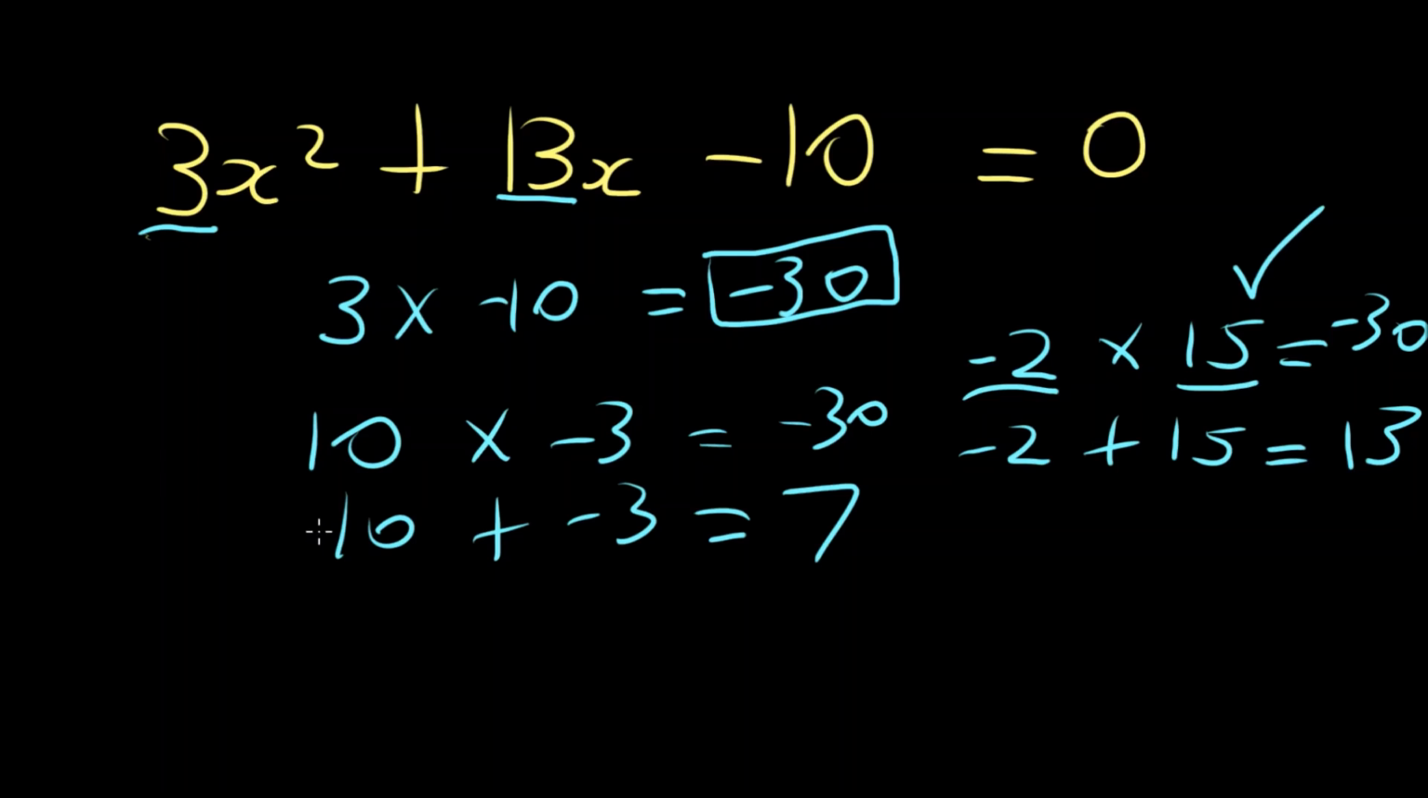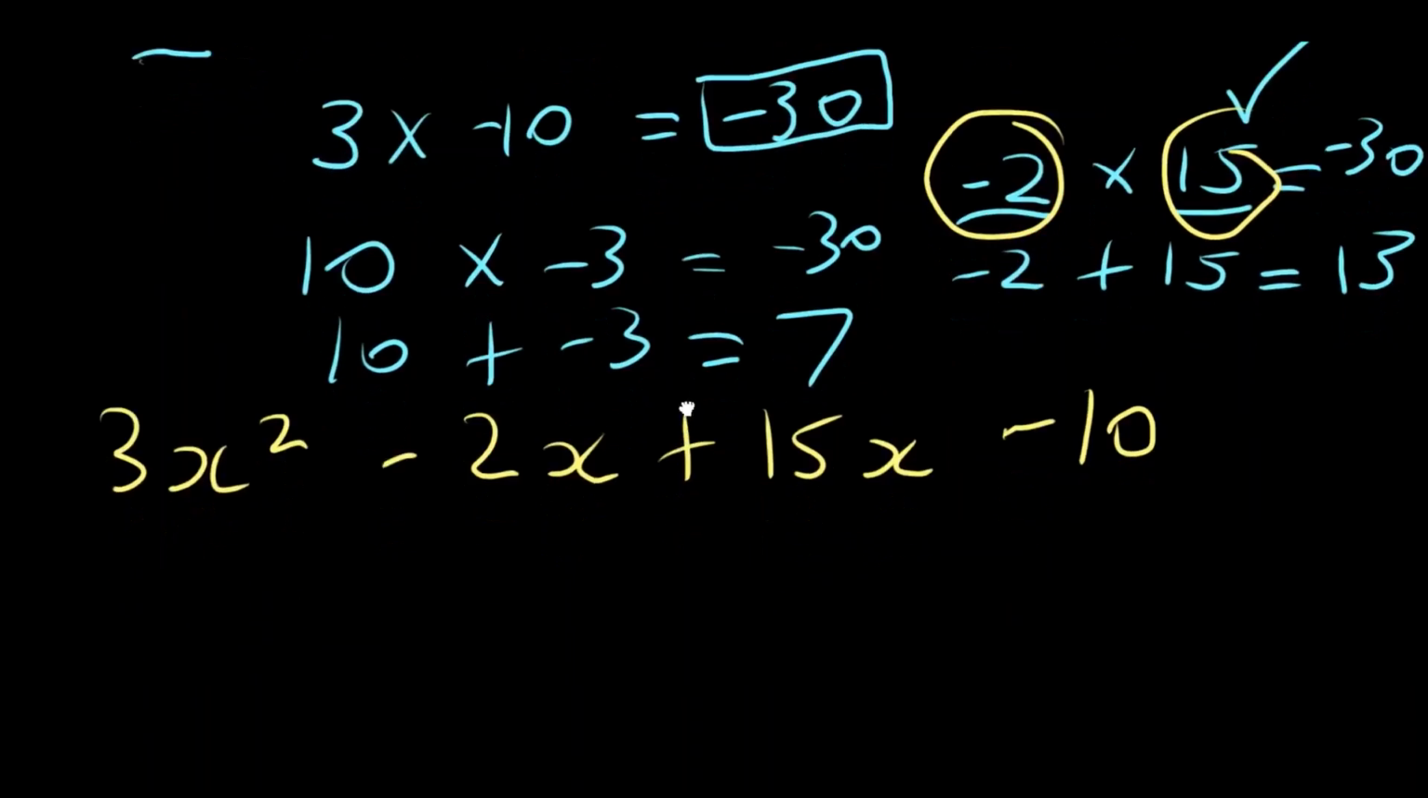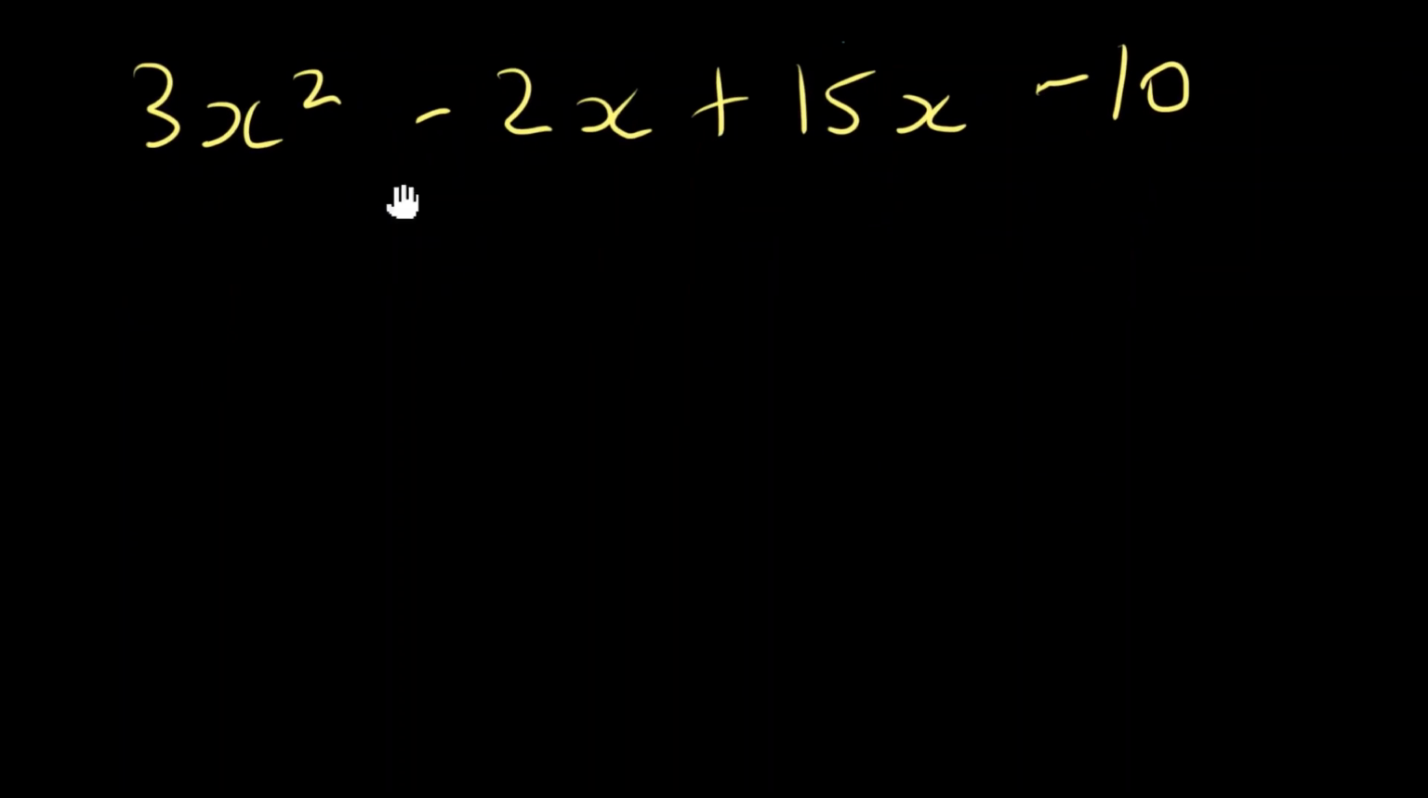So remember what we have to do. We have to rewrite the initial equation, 3x squared. Now instead of writing 13x, we need to break it up into minus 2x plus 15x minus 10. Right? Because we've used that, minus 2x plus 15x. It's exactly the same as writing 13x, except that we've broken 13x up into minus 2x and 15x. Okay? Right.